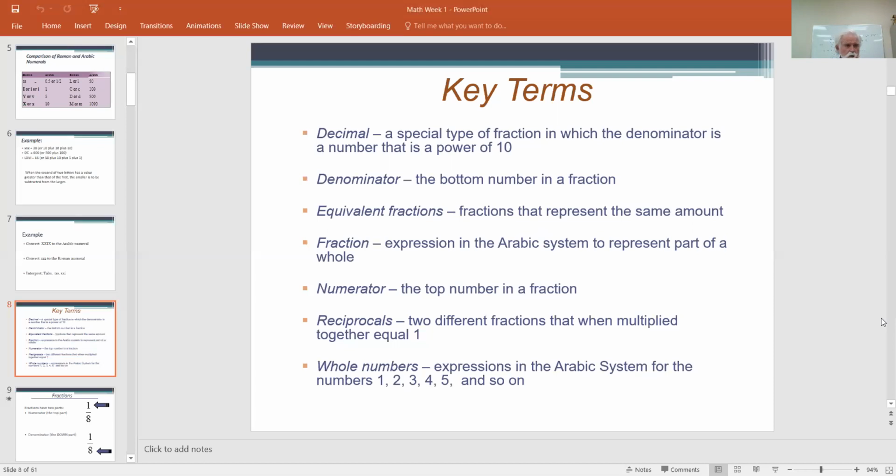Another definition is that the reciprocals, if you multiply them together, equal 1. Okay, we'll talk about adding and subtracting and multiplying fractions.